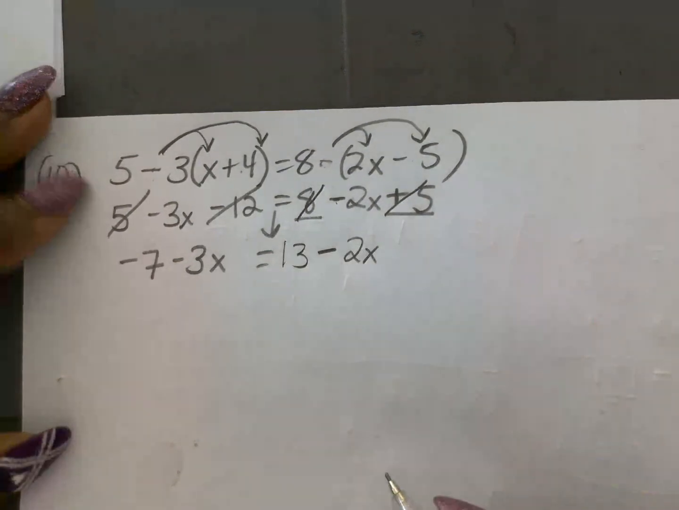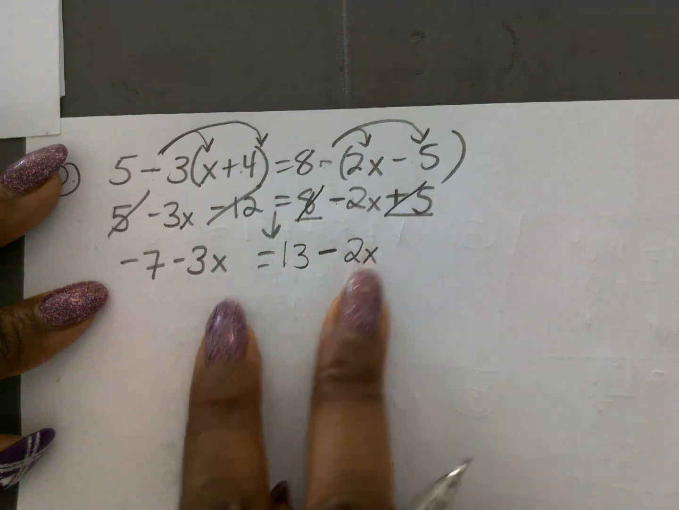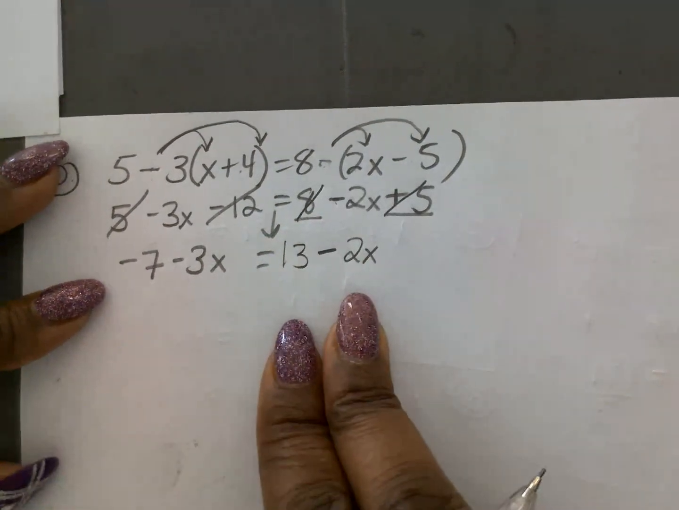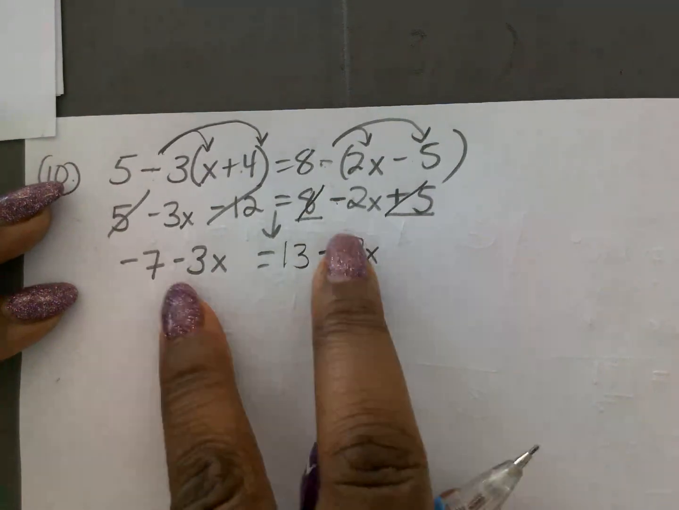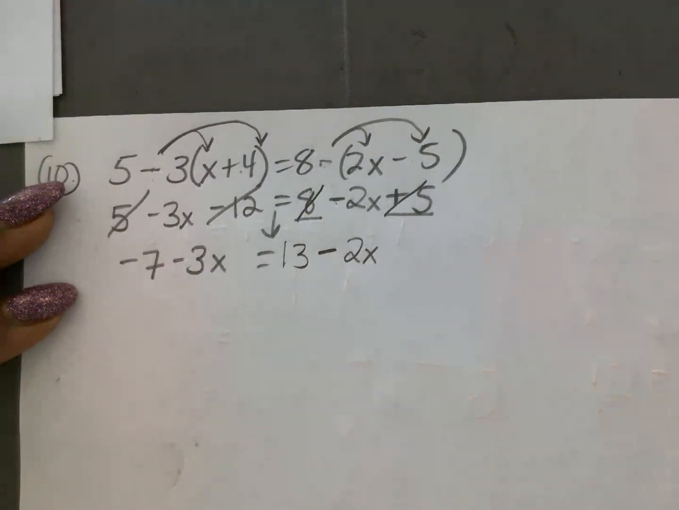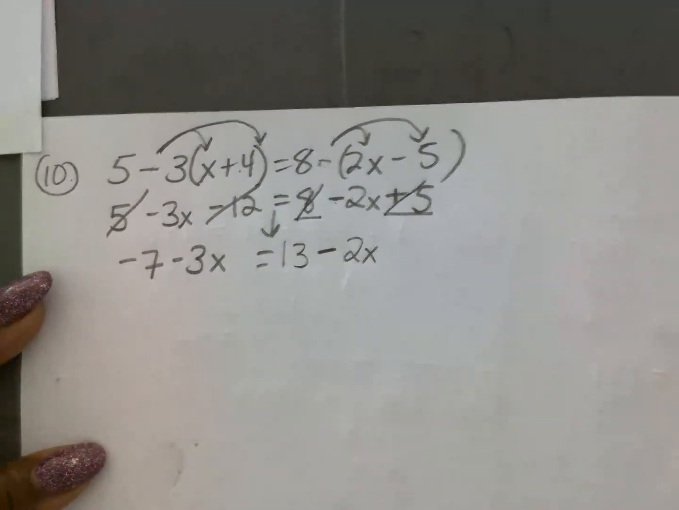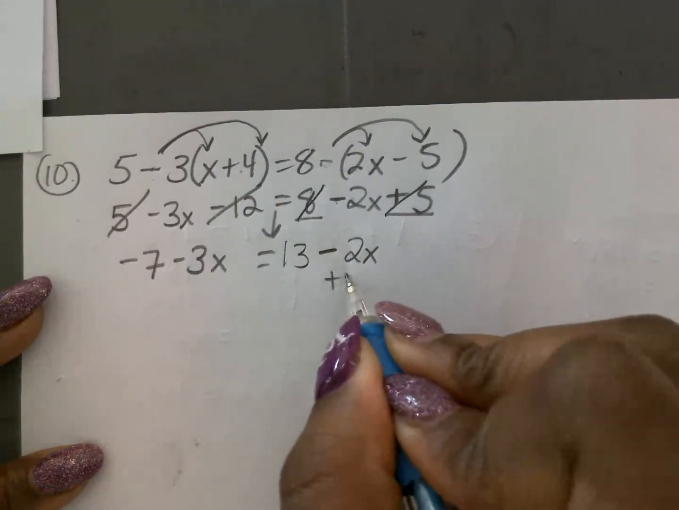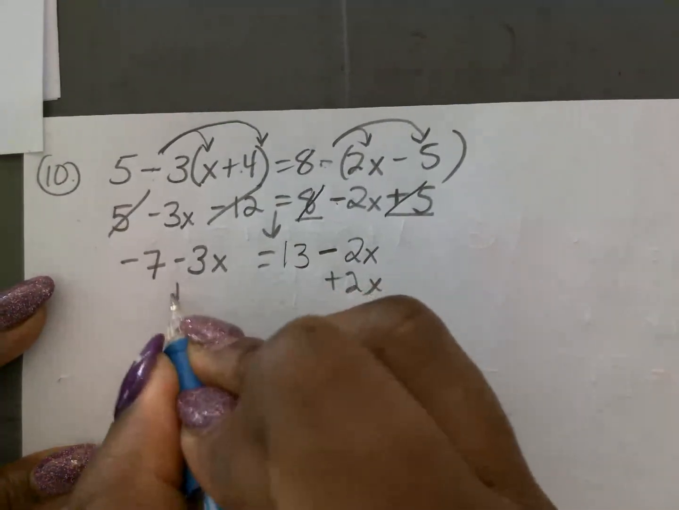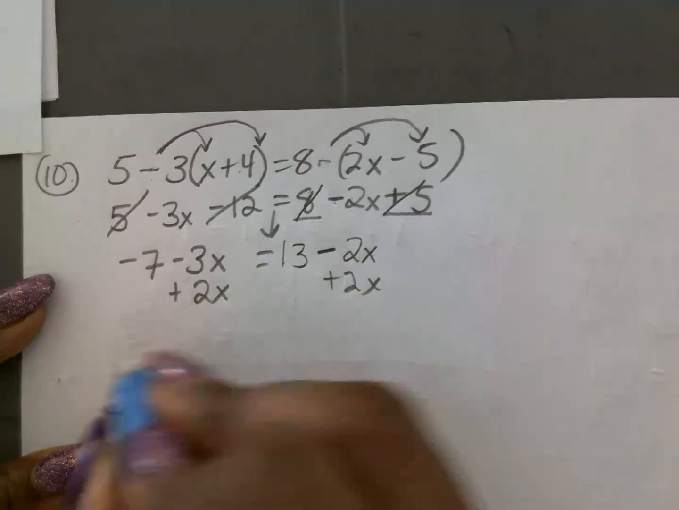Okay? Now, we want to move the variables to the same side. Remember, the rules are in your notebook. We cannot solve for x if you have x's on both sides. So move them to the same side. All right, so I'm going to choose to move, it doesn't matter, I'm going to move this one over here. So I'm going to add 2x to both sides. Could have moved it to the other side, honestly.